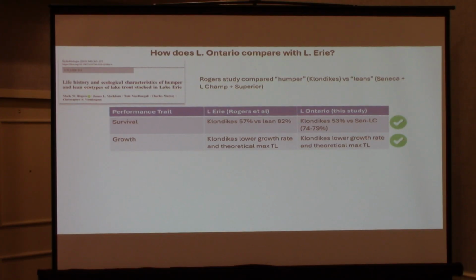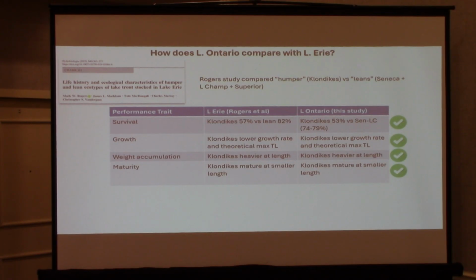Growth, again, similar conclusion reached from Lake Erie to Lake Ontario. Klondikes have a lower growth rate and theoretical maximum length in both systems. Weight accumulation, Klondikes were heavier at length. Maturity, same situation again. Wounds from sea lamprey, Mark showed that Klondikes tended to be wounded more by sea lamprey, but there's a lack of a difference in our study, except for that one size bin that I showed.